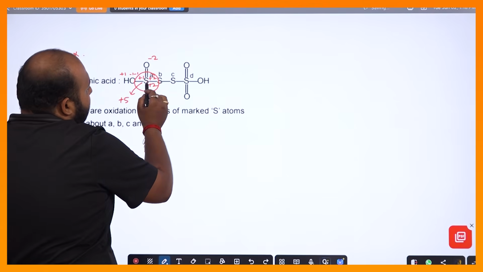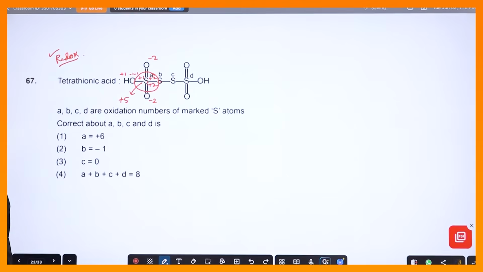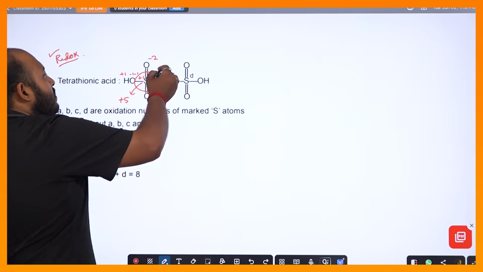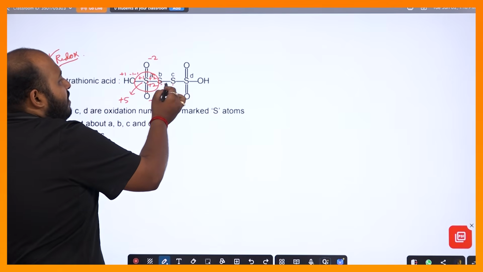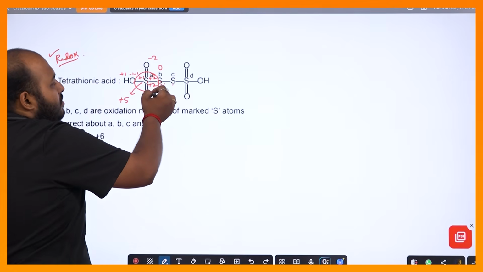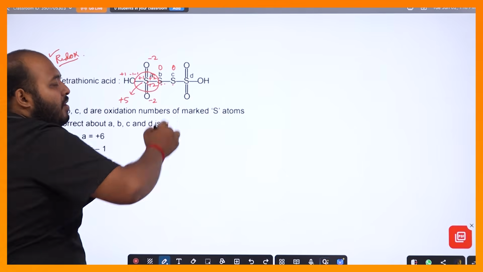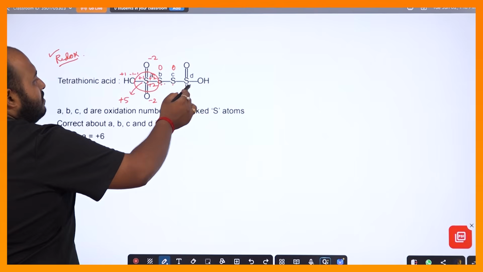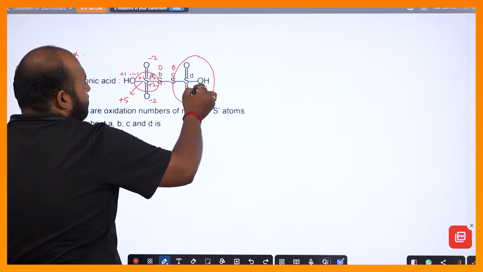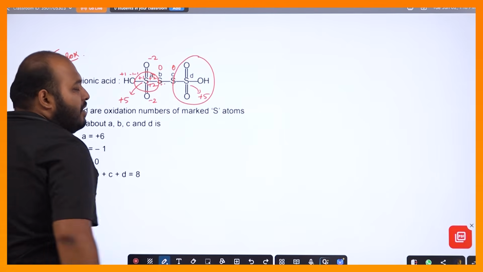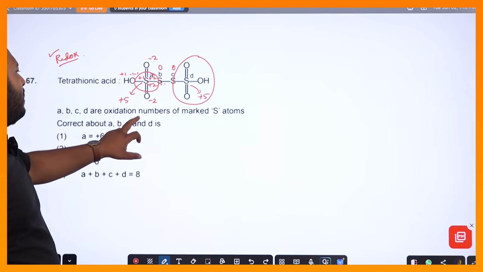As these sulfurs are similar atoms, they don't contribute to each other. So this is also with a similar kind of environment. So the oxidation number for this sulfur will be 0, and for this sulfur will also be 0. So this is also the same type of case. So this sulfur is also in the +5 oxidation number.